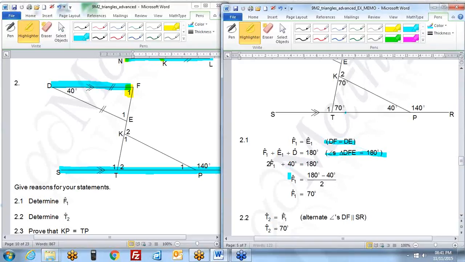We subtract the 40 on the left-hand side, and we subtract the 40 on the right-hand side because we just want angle F1 standing alone on the left-hand side. So then you get 180 minus the 40 gives you 140. You divide by 2 because you just want to know what is angle F1, not two of them, just one of them, because that's what the question states. And then you get angle F1 equals 70 degrees.